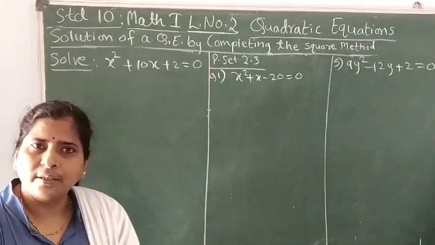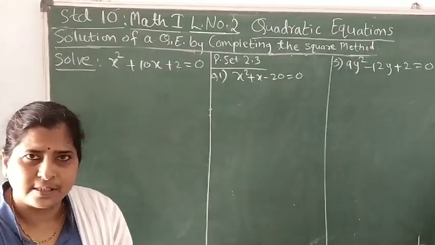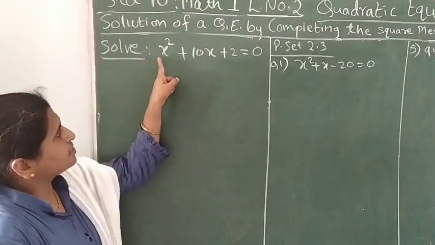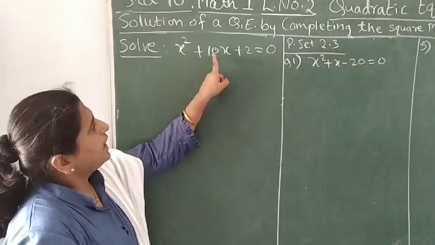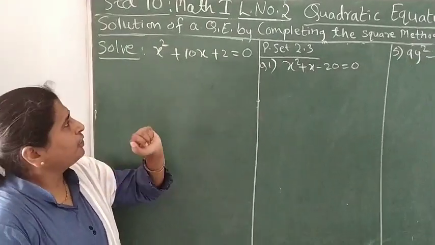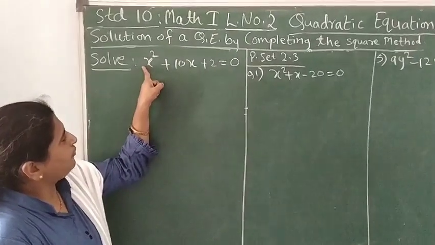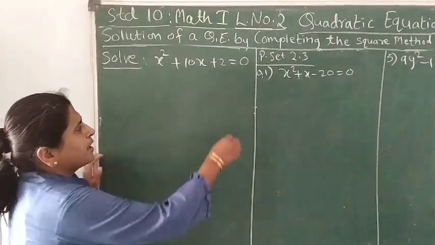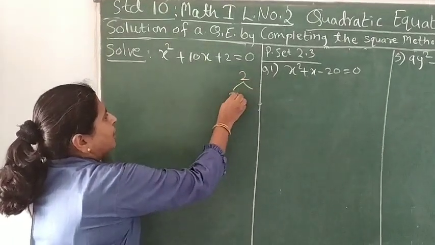Now, why do we require this method and in which circumstances we have to use this, that we have to see. Now, I have taken one illustration of this quadratic equation: x square plus 10x plus 2 is equal to 0. Now, if you observe, the value of a is 1 and the value of c is 2. So, 2 ones are 2. So, what are the factors of 2? Factors of 2 are 2 ones are 2.